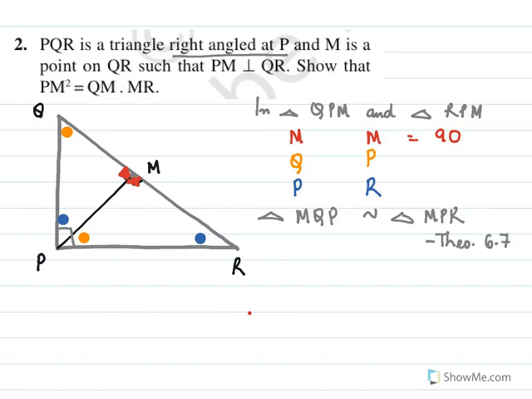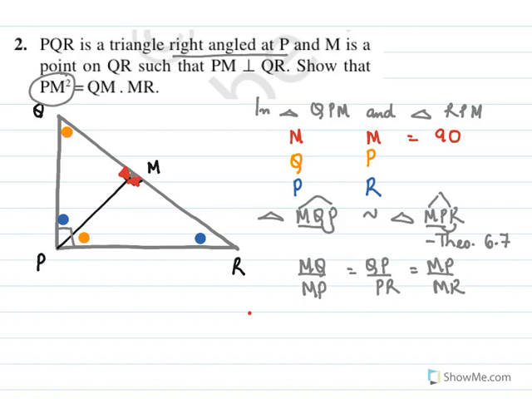It was 6.7. Now we write the sides. So we have MQ over MP equal to QP over PR equal to MP over MR. Here we require PM square. Now where is PM square? We have PM out here and we have PM out here, so we do not require the middle ratio.